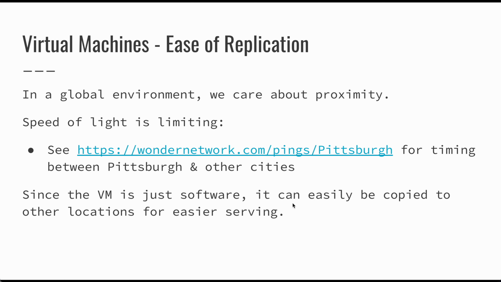Since a VM is basically just software, it can be copied to other locations for easier serving. So if you think about your App Engine applications, they're a limited set of files operating within a particular configuration for hosting those files. So moving those around is actually rather simple and rather quick. If you suddenly get a burst of traffic in, say, Bangkok, you're able to boot up a VM there and service those requests more locally, and that can be really helpful for responding to your users' requests more easily.